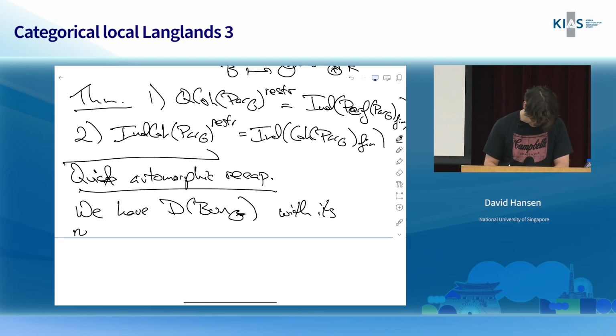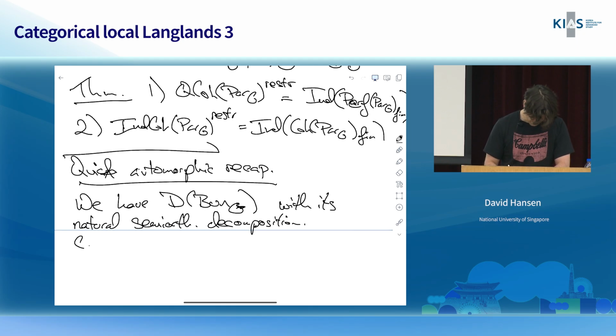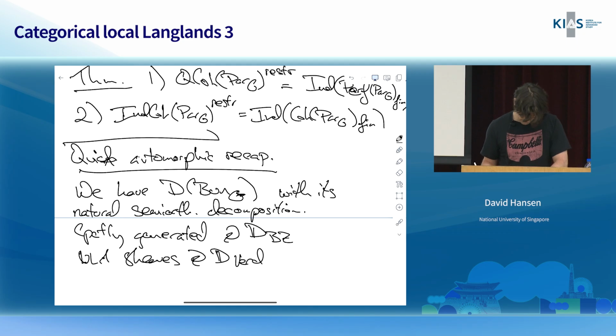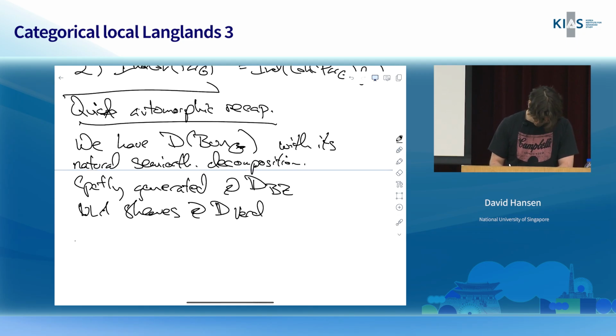So with its natural semi-orthogonal decomposition, we've also seen what this means. And it's compactly generated. And on compact objects, you have this very nice duality, this D, BZ, and then we also have ULA sheaves. And on this, we have this other duality, this Verdier duality.